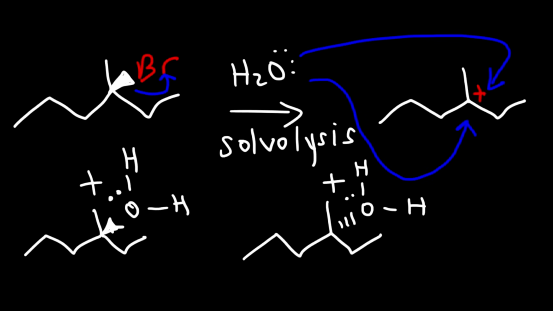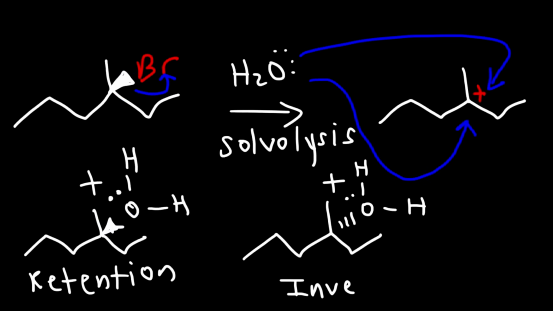Now, these 2 products are not equal. This one is the retention product because, as you can see, it's on the wedge as the alkyl halide. The other one is called the inverted product. So inversion occurred for this one. To get the inverted product, it has to attack from the back. To get the retention product, that means it attacked from the front.